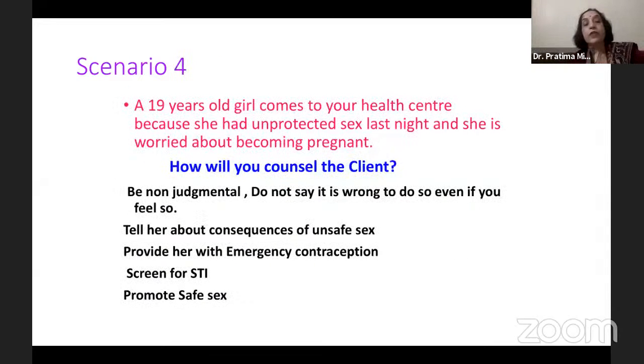The other problem girls have come to us with is that she had unprotected sex last night. She came to me, she was just crying and she's worried that she may become pregnant. So in these cases, again, it is very, very important that we have to be non-judgmental. We cannot say that you have done everything right. You just take it as it is, be non-judgmental, do not say that it is wrong or right, even if you yourself are feeling so. Tell her about the consequences of unsafe sex, provide her with emergency contraception, screen for STI, promote safe sex. That's how important counseling is.